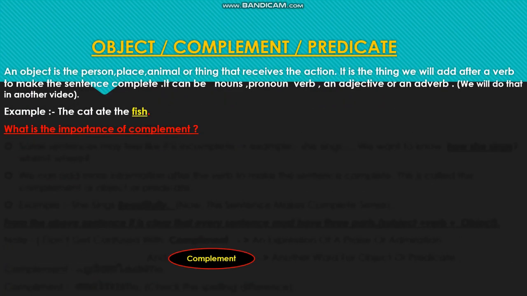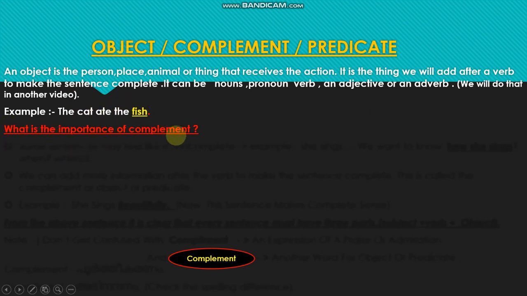Now let's look at object or complement or predicate. An object is the person, place, animal or thing that receives the action. It is a thing we will add after a verb to make the sentence complete. It can be nouns, pronouns, a verb, an adjective or an adverb. We will be doing that in another video. For example, the cat ate the fish. Here, the cat is the subject, ate is the verb and the fish is the object.